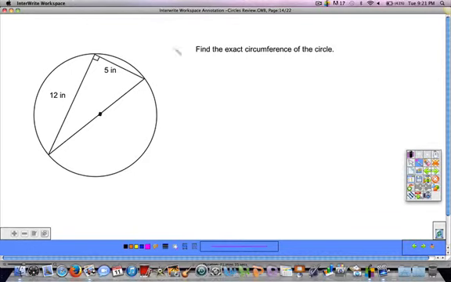Find the exact circumference. If we're looking for exact, make sure you hit pause if you need to. Exact circumference means we're not going to have a decimal answer, so pi will be in the answer. If you see exact and we're talking about circumference, then pi is in the answer. Circumference is equal to pi d.